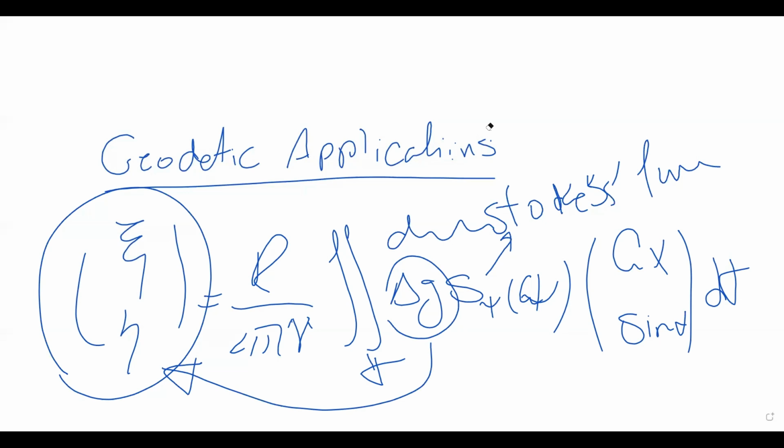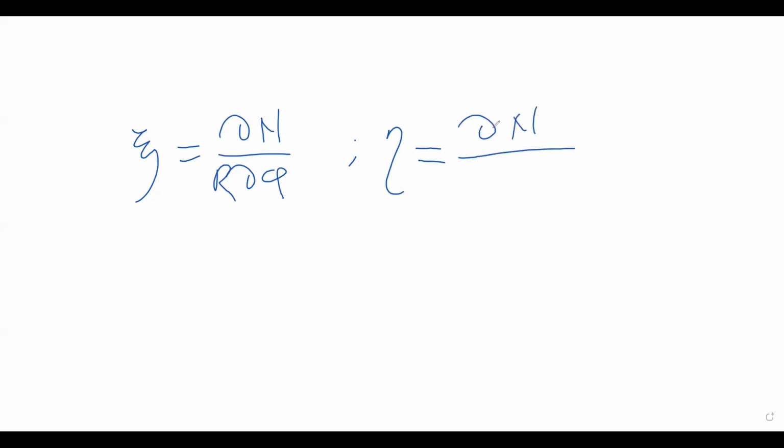So already we know that the deflection of vertical is the slope of the geoid with respect to the ellipsoid. So I can say that xi is the derivative of geoid with respect to phi, divided by R, and eta, the east-west component of deflection, is the derivative of geoid with respect to lambda, divided by R cosine phi. So how can we compute that?